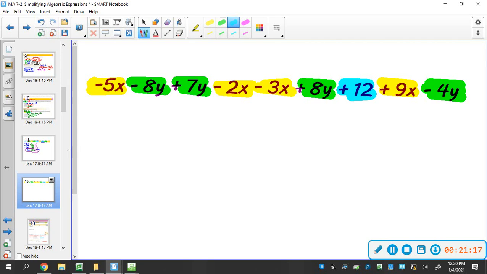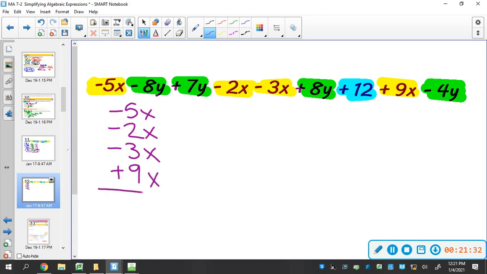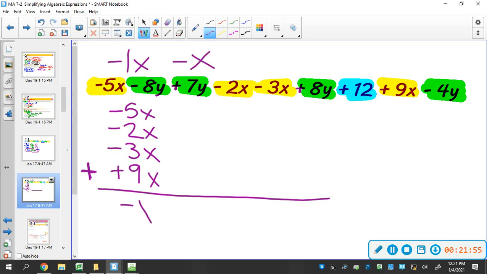So I'm going to start with my x's. So I have my negative 5x, I have a negative 2x, I have a negative 3x, and I have a positive 9x. And again, I'm adding all of these things together. So negative 5 plus negative 2, that's negative 7, plus a negative 3, that's negative 10. Negative 10 plus 9, that gets me back down to negative 1x. Now, when I write negative 1x, I'm not going to write it like that. I'm just going to write it negative x. Okay? So that's a negative 1x there.